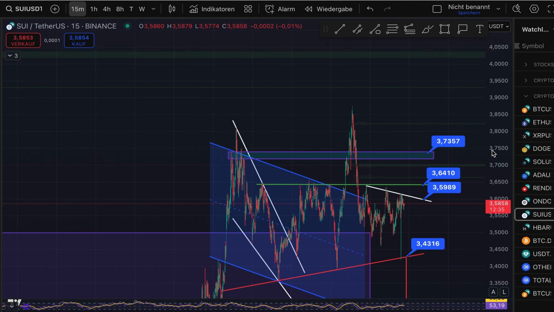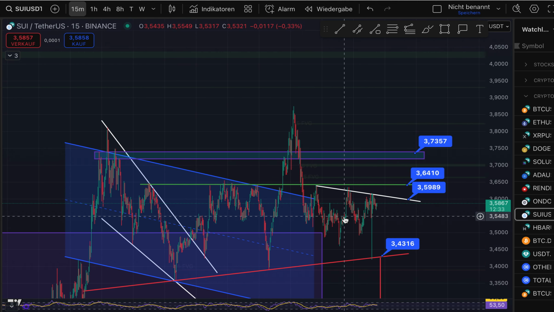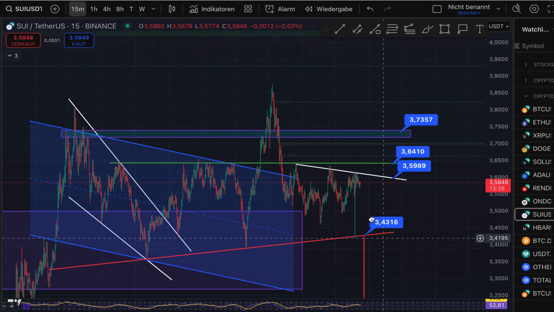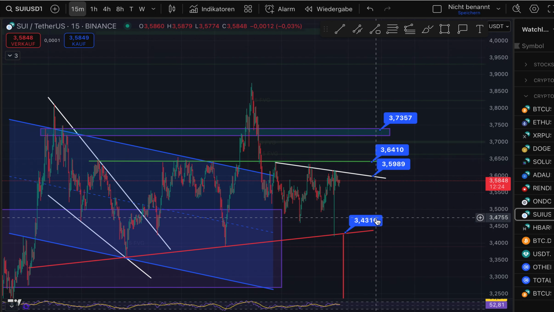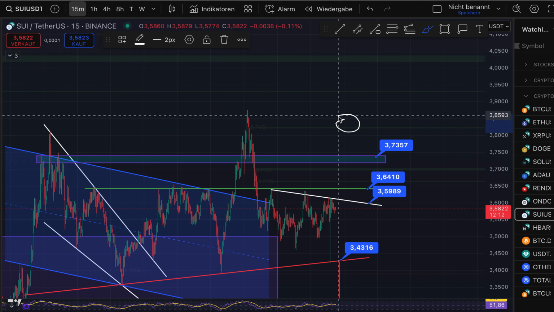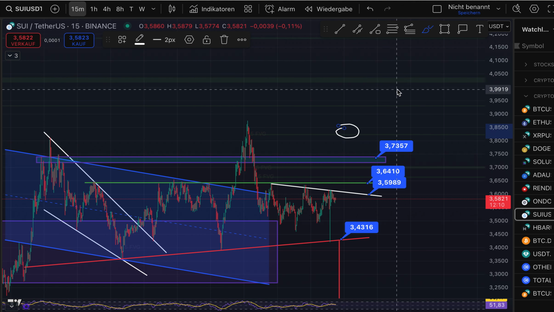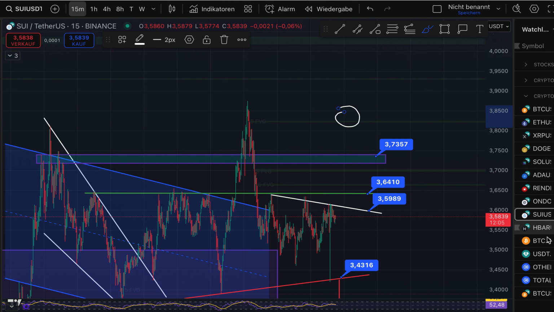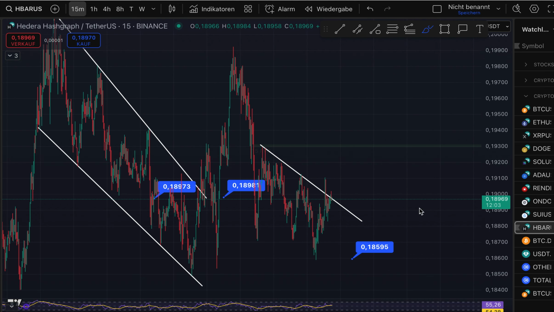So I don't have anything to say about SUI anymore because we didn't do much. Yeah, we even got support here, so the $3.43 has to hold. If it doesn't, short. If the $3.64 breaks to the upside, long. And if we also break the $3.73 to the upside, then we can meet the top areas here again, which is this area here. And if we also break that to the upside, then we can even go up to $4 or even a bit more. Yeah, we have to see what SUI is going to develop.